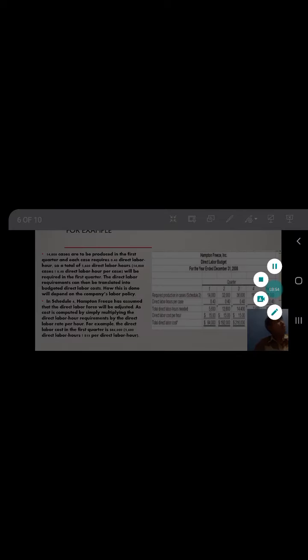14,000 cases are to be produced in the first quarter, and each case requires 0.40 direct labor hour, so 14,000 multiplied by 0.40 direct labor hour is equal to 5,600 direct labor hours for the first quarter.